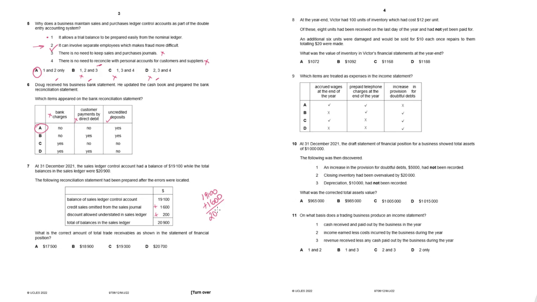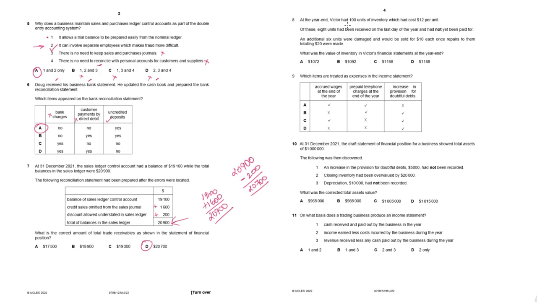So 20,700. An alternative way is, if you start with 20,900, which is the incorrect balance as per sales ledger, and you know that 200 discount allowed is not yet recorded, or it's understated. So what you can do is you can subtract 200 to give the effect of the understated discount allowed, so that the balance in customer's account reduces. You get the same answer, 20,700. Either way is okay, but don't try to put in this value. You can either try to calculate the corrected balance as per sales ledger control account, or you can try to find out the correct balance as per sales ledger. So option number D. At the year end, Victor had 100 units of inventory which had cost $12.